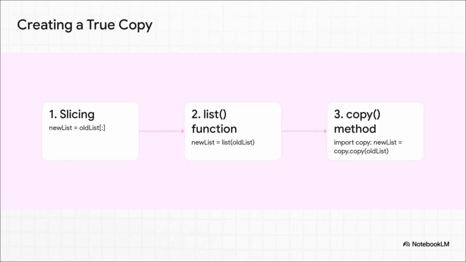So, how do we make that true independent copy? Well, you've got 3 main ways to do it. The full slice using : is a really common and easy trick. You can also just use the list function on your old list. Or for more complex situations, there's a whole copy module you can use. The bottom line is, all 3 of these will give you a brand new list so that any changes you make to the copy won't ever affect the original.